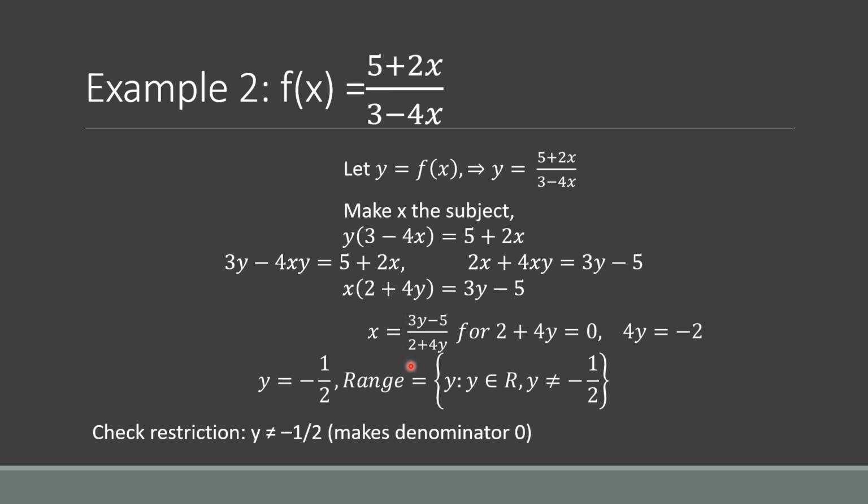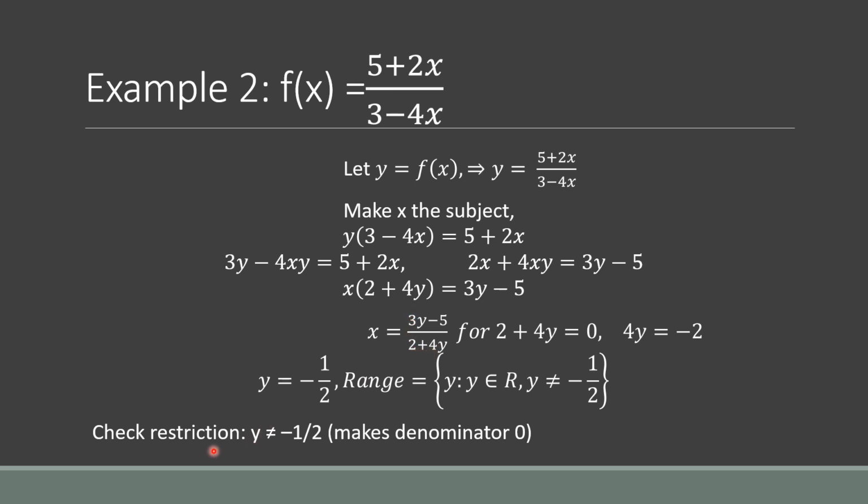So if this function will be an error, it means that the denominator will be equal to 0. So 2 plus 4y will be equal to 0. When you solve for y, you are going to end up with y equal to negative 1 on 2, which means that the denominator can only go to 0 if y becomes negative 1 on 2. So if I want to write my range, then the range will be in this form. It is said that y belongs to all real numbers, and y cannot be equal to negative 1 over 2, because the moment y becomes negative 1 over 2, the whole expression becomes an error and it becomes undefined.